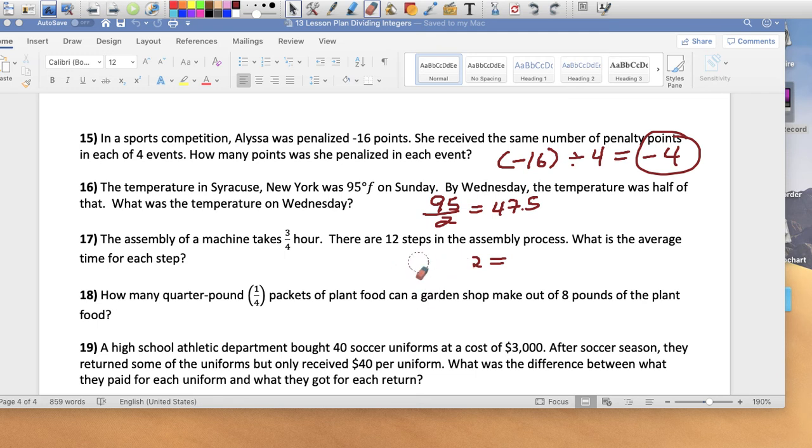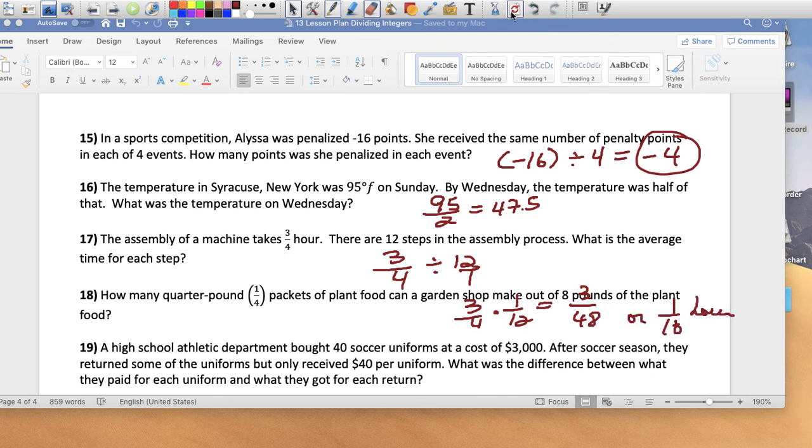It took 3/4 of an hour. Total time spent was 3/4 of an hour. I'm going to divide that by 12 because there were 12 steps. So you did 12 steps in 3/4 of an hour. Let's see how much time each step took. So 3/4 divided by 12. Let me put this over 1 times 1 over 12. It becomes 3 over 48, or 1 over 16. 1/16 of an hour. That's how long each step took.